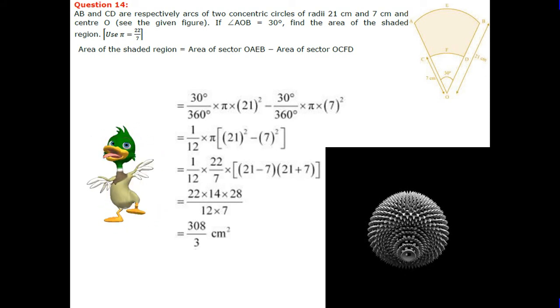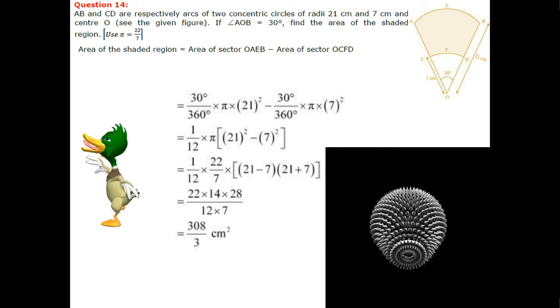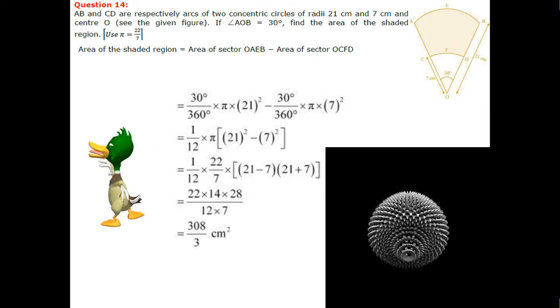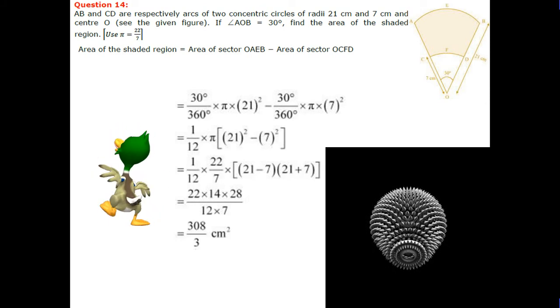Area of shaded region is area of sector OAEB minus area of sector OCFD. Here theta is equal to 30, R is equal to 21, R2 is equal to 7. Substituting all values, we get 308/3.